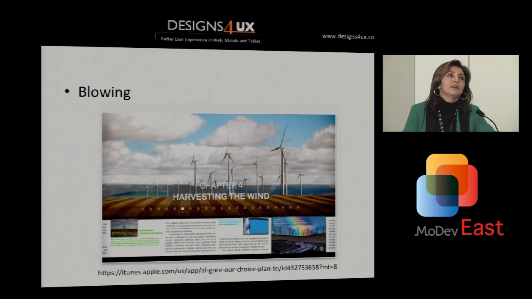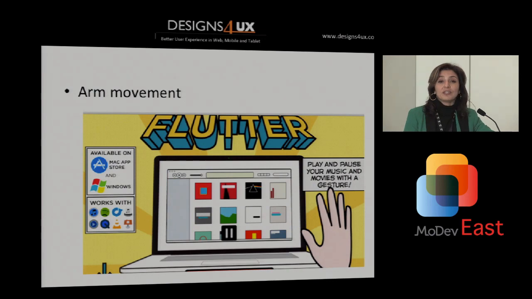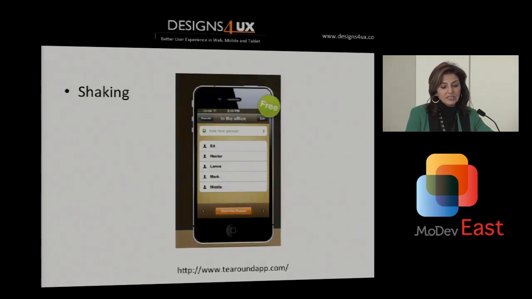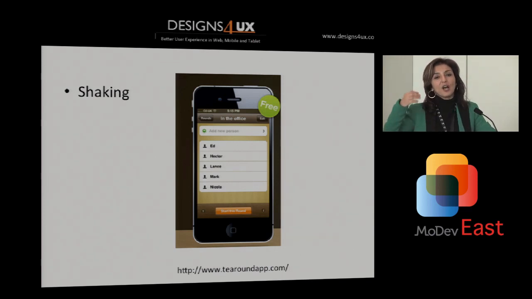In Al Gore's interactive book, in chapter 4, you can blow on the windmill and it works. In Mac Flutter, you can move your arm to stop music, pause it, or play it. There is an app called Tea Round. You can make tea, and in part of the process, you have to shake your smartphone. It's very nicely done, not just because of the concept of making tea, but also the way they placed it in the process is very well designed.